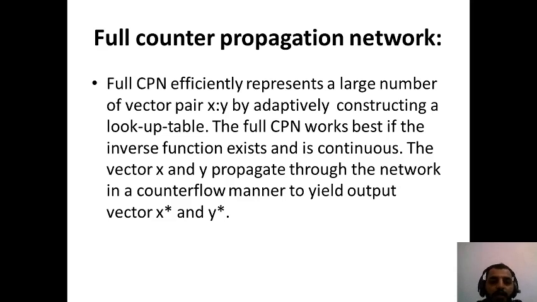The full counter propagation network efficiently represents a large number of vector pairs x and y by adaptively constructing a lookup table. The full CPN works best if the inverse function exists and is continuous. The vectors x and y propagate through the network in a counterflow manner to yield output vectors x star and y star. It indicates the propagation value with reference to the full counter propagation network. This is the counter propagation for the full counter propagation network.